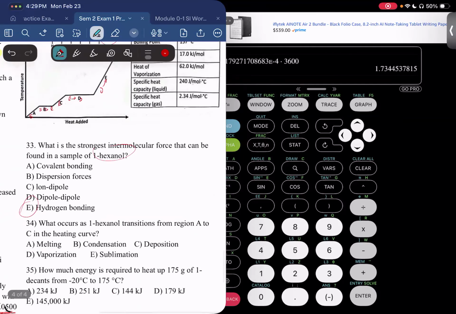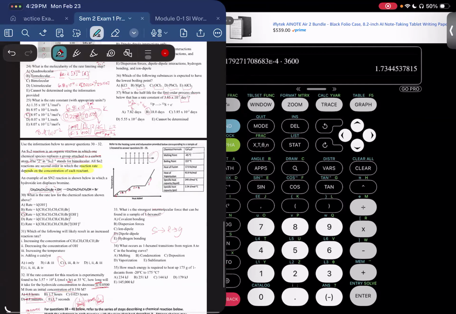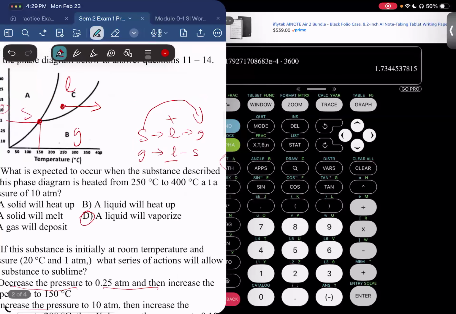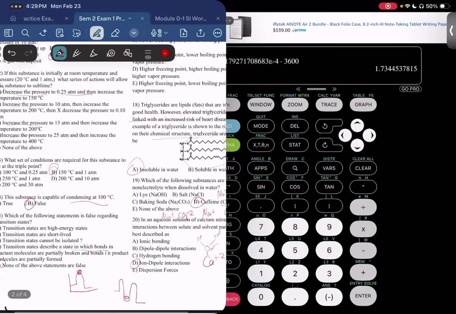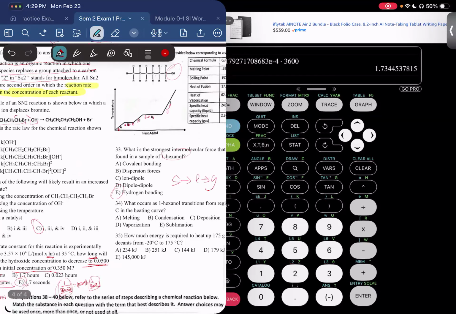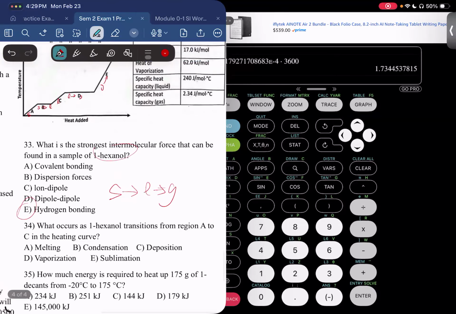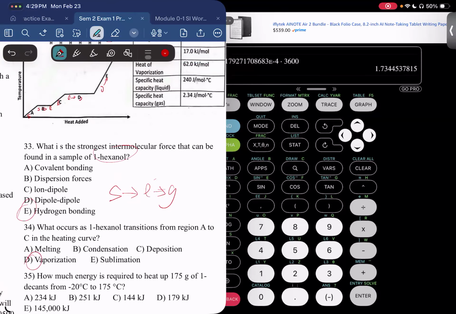Okay. What occurs as 1-hexanol transitions from region A to region C? So we're going from solid to liquid to gas. And if you want, you could refer back to a question that we did right here, where we went from liquid to gas and you increase the temperature, it heated up. So this is an endothermic sort of thing, but that wasn't even what it was asking. That's my bad. This is vaporization. So D, or sorry, no, solid to liquid. My bad. So that's A. Okay, so we see it's going from A to C. So that's solid to liquid in that case.